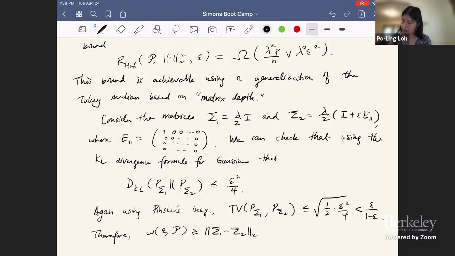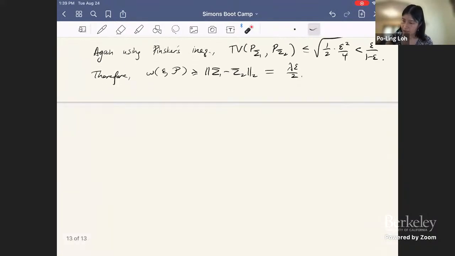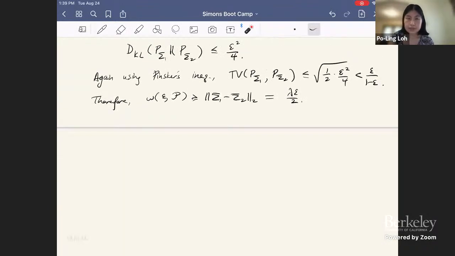Okay, so therefore, the modulus of continuity is going to be at least the distance between these two. And why is this? Well, remember, the modulus of continuity is the sup over rho between the two parameters. Rho here is the spectral norm of any pair of matrices such that the TV distance is bounded by epsilon over 1 minus epsilon. So here we've chosen one particular pair. Because the two matrices have such a simple form, this is going to be exactly equal to lambda epsilon over 2. Okay, that's what we want. We claimed that we had a bound on the modulus of continuity of order lambda epsilon. Great.